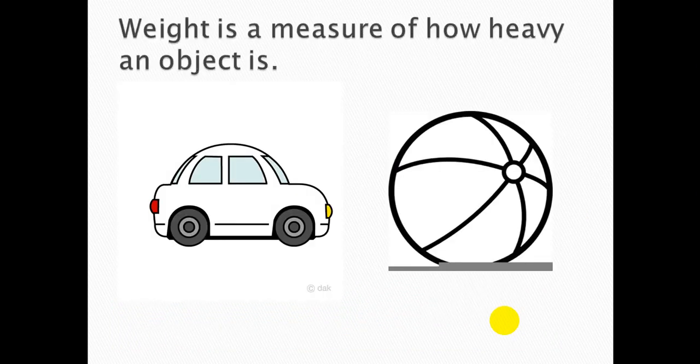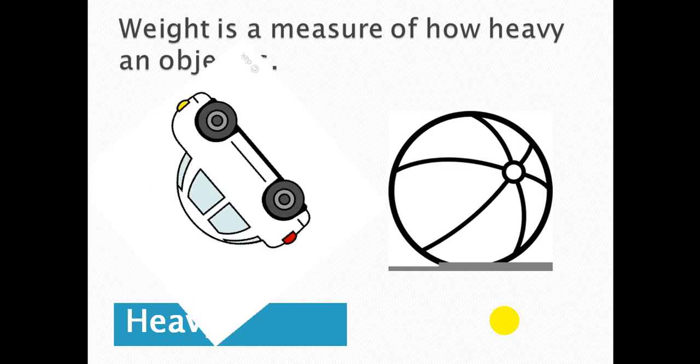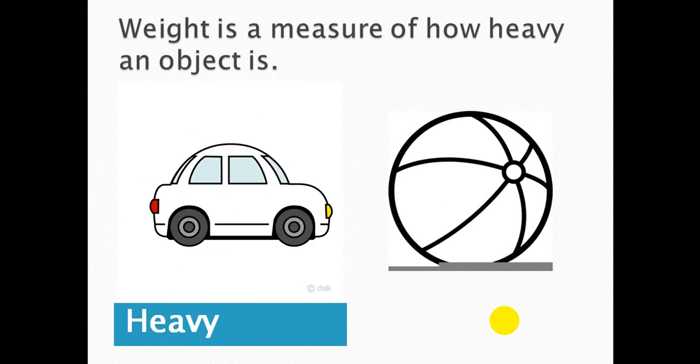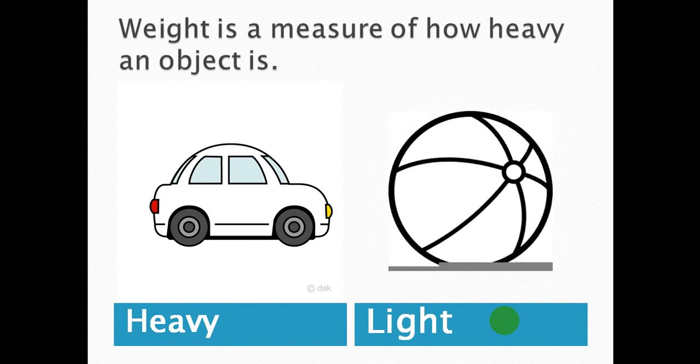Another property is weight. What is the meaning of weight? Weight is a measure of how heavy an object is. Some objects are heavy. We cannot carry them. We cannot even make them move, like this car. And some others are light. You can easily carry them.